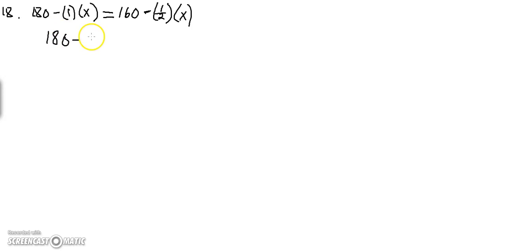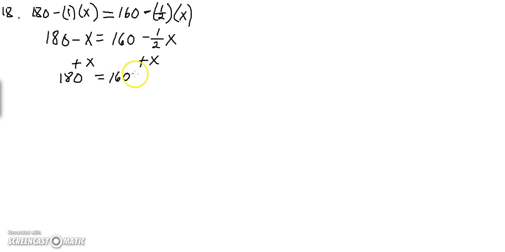180 minus 1 times x is just x is equal to 160 minus 1/2 x. The next step is going to be to add x to both sides. I get 180 on this side. A little clearer, 180 on this side. And on this side I get 160. And then x plus negative 1/2 x, or x minus 1/2 x, is equal to positive 1/2 x.